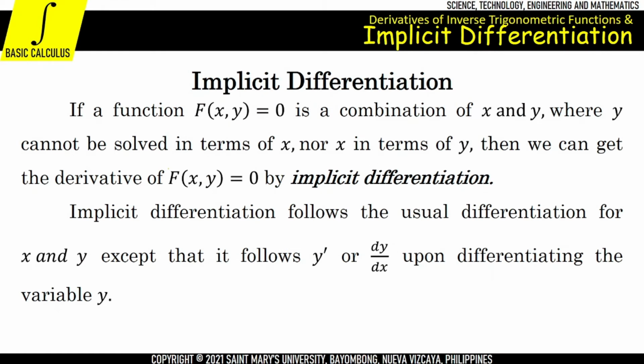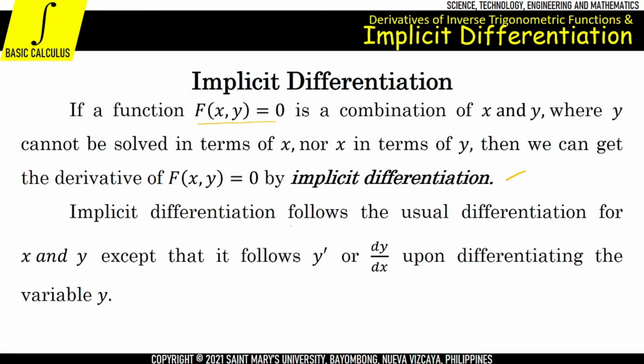Now, again, for implicit differentiation, if a function f of x is a combination of x and y, where y cannot be solved in terms of x, nor x in terms of y, then we can get the derivative of f of x and y equal to 0 by implicit differentiation. So, our previous examples are equations which are explicitly written in terms of x. Our next examples are functions which are not expressly written in terms of x. Therefore, we will use implicit differentiation.